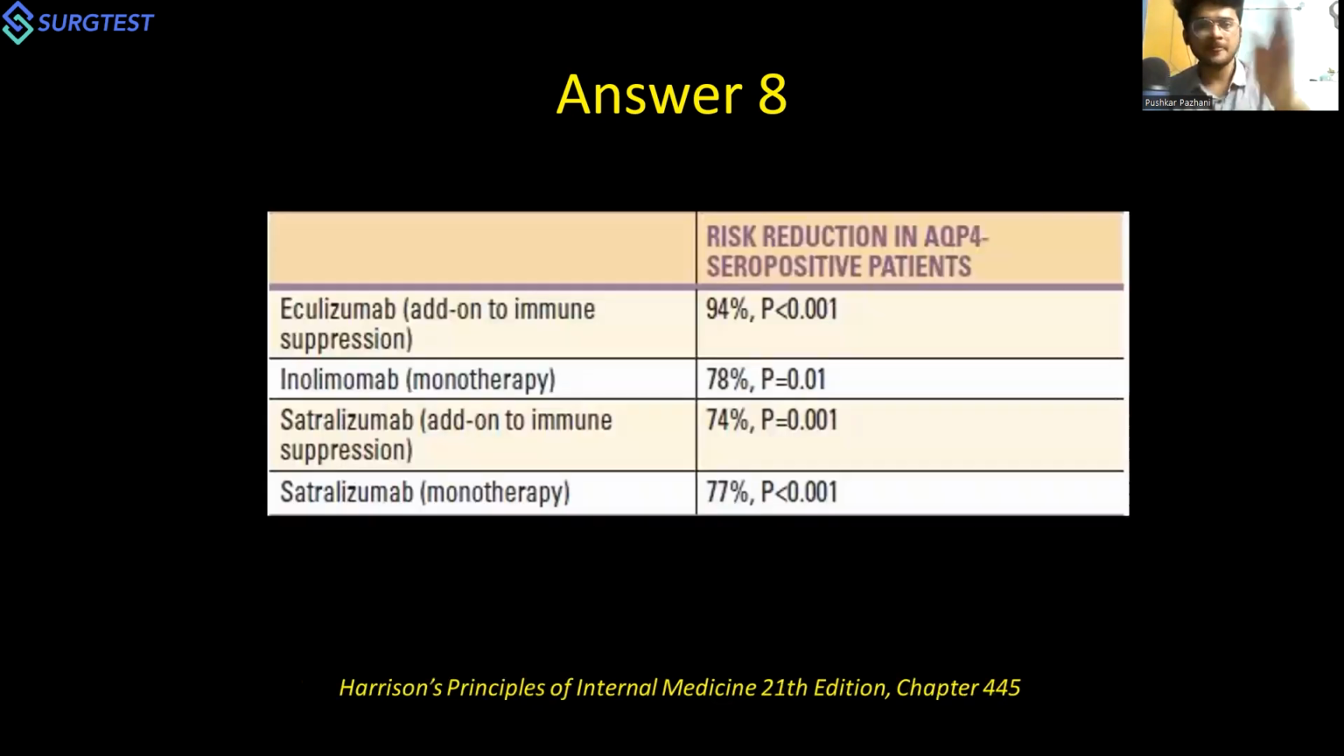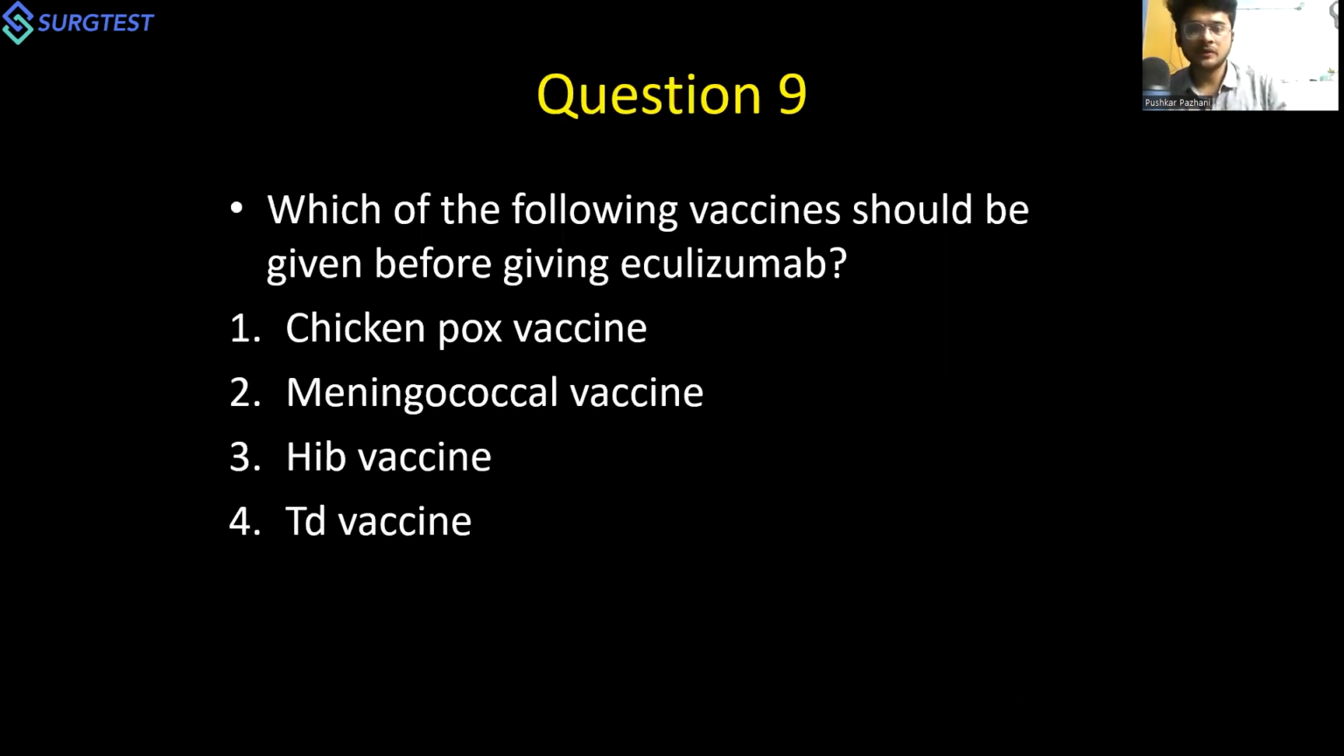All right, fine. So this is a table from Harrison. You can see eculizumab has a risk reduction of relapse of 94% in patients who are seropositive for aquaporin 4. Most of the studies are actually for seropositive aquaporin 4. But don't forget, one of the drugs mentioned in this table is not FDA approved for NMOSD. Actually, it is used for graft versus host disease. It has nothing to do with NMOSD, and I don't know why they mentioned it here. But eculizumab, satralizumab, and inebilizumab are FDA approved for NMOSD. Okay, so very important question.